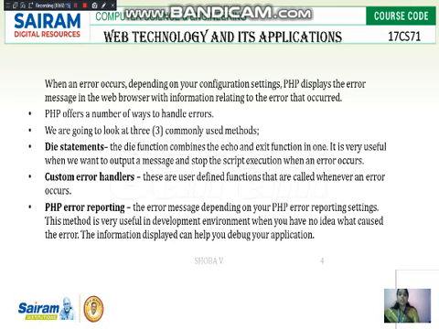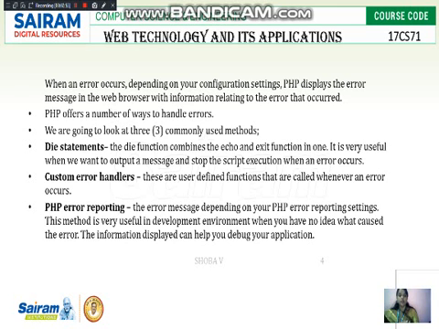PHP offers a number of ways to handle errors, and PHP displays the error message in the web browser with information relating to the error. We are going to look at three commonly used methods: die statements, custom error handlers, and PHP error reporting. The die function combines the echo and exit functions in one. It is very useful when we want to output a message and stop the script execution when an error occurs.